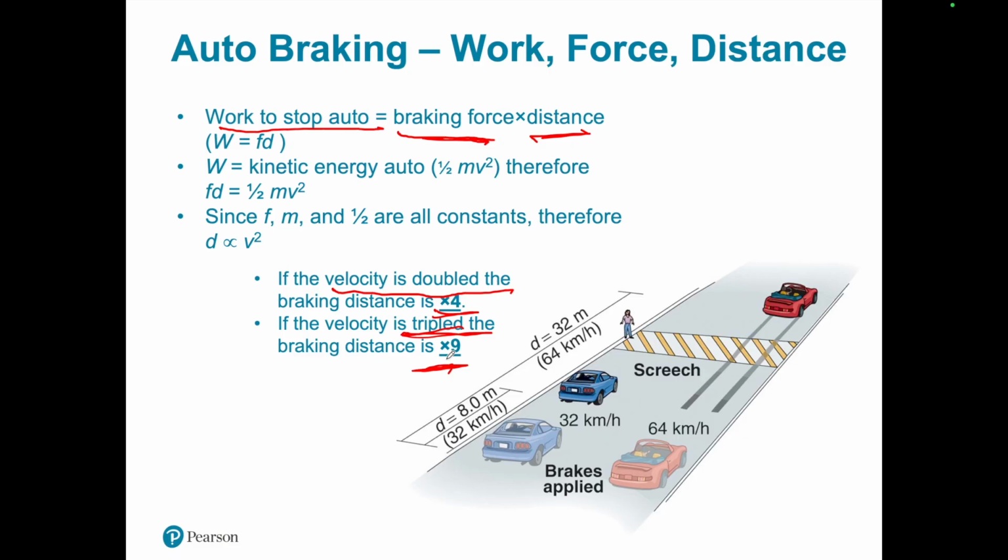So here you can see in this picture that if you're going about 32 kilometers an hour, your braking distance is only 8 meters. But if you go 64 kilometers an hour, your braking distance is actually 32 meters.